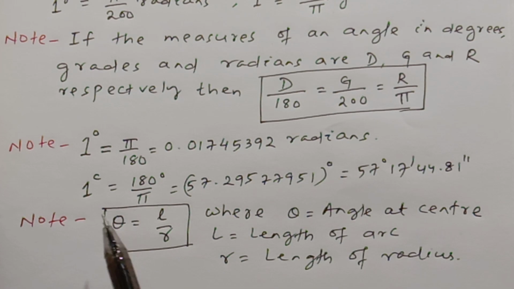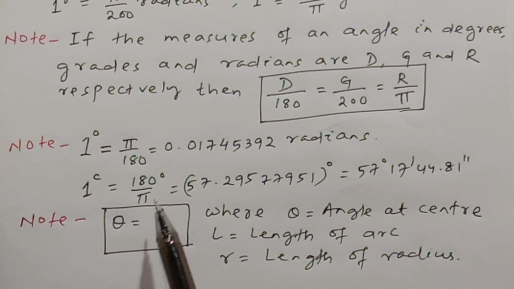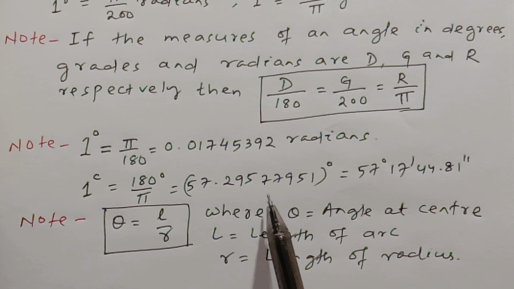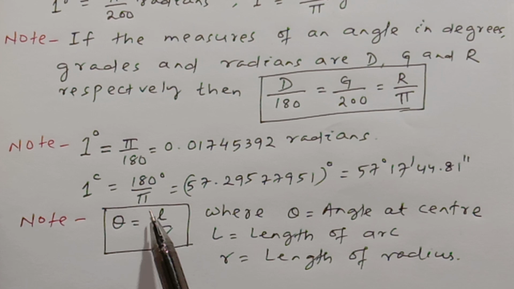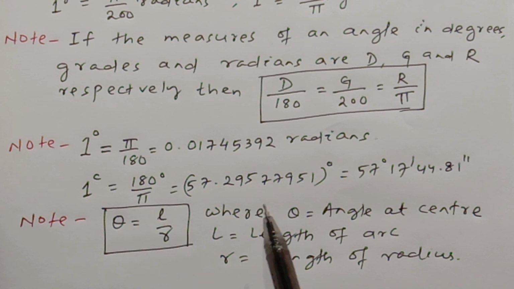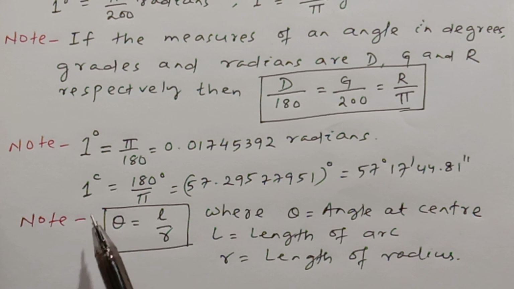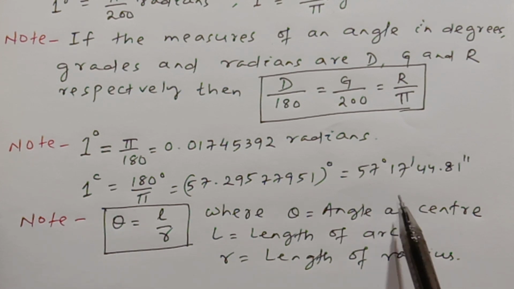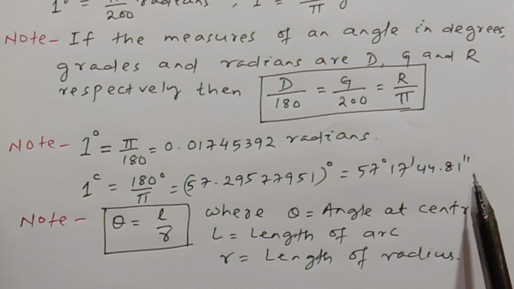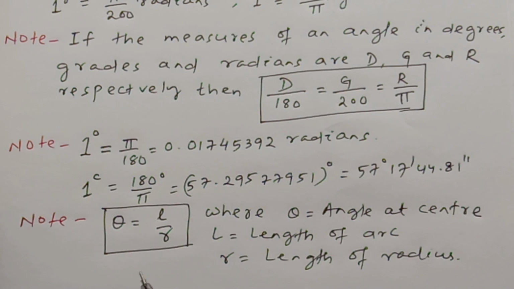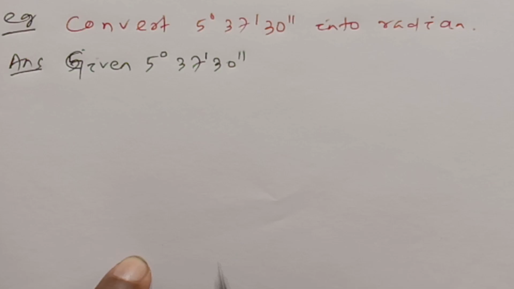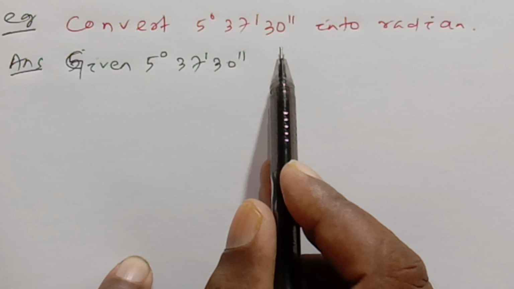Similarly, when you are converting radian into degree, 1 radian is equal to 180 by pi degree, but in decimal form this is 57.2957791 degree. How do we know? Pi is 3.141, and dividing this we get it, and in degree-minute-second form 1 radian is also 57 degrees 17 minutes 44.81 seconds. And the last one is theta is equal to L by R. We know theta is the angle at the center, L is the length of the arc, and R is the length of the radius.